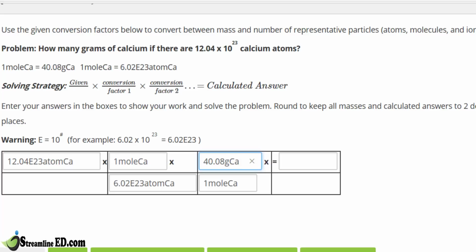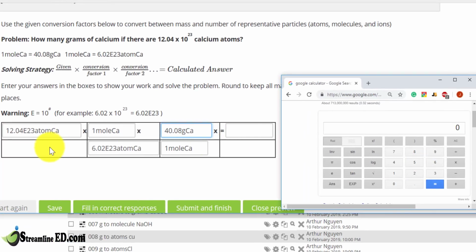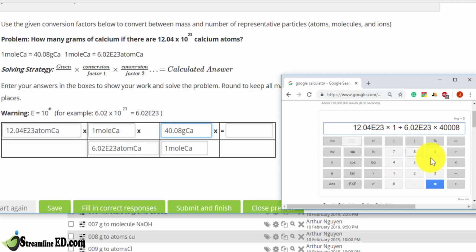The next step is we are going to use our Google calculator, and we multiply every number on top divided by every number on the bottom. So we have 12.04. Again, E is represented by EXP 23. Multiply by 1 because that's on top, and divide by 6.02 E to the 23rd. And multiply on top 40.08, and divide by 1.